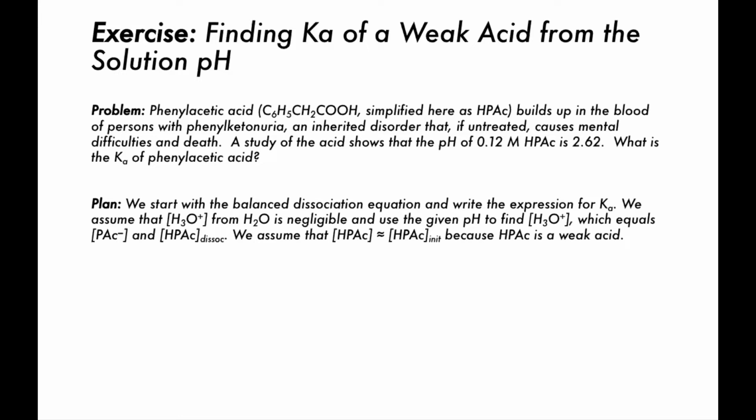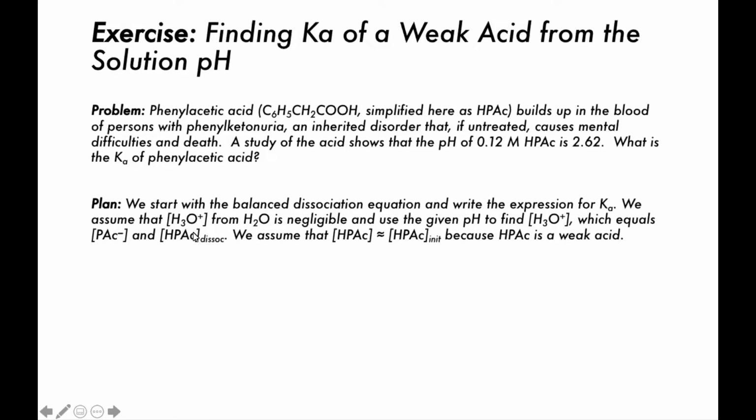Then we assume that the hydronium concentration from water is negligible, and we use the given pH to find the hydronium concentration, which is going to be from our HPAC. So since each HPAC that dissociates produces one hydronium and one PAC minus, then we're going to have equal concentrations of hydronium and phenyl acetate anions.